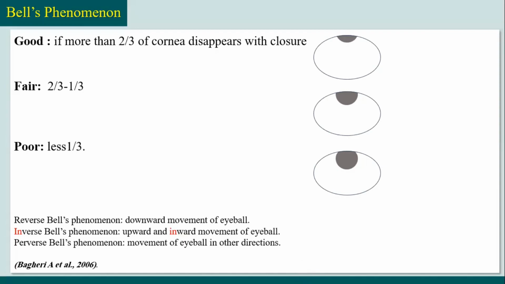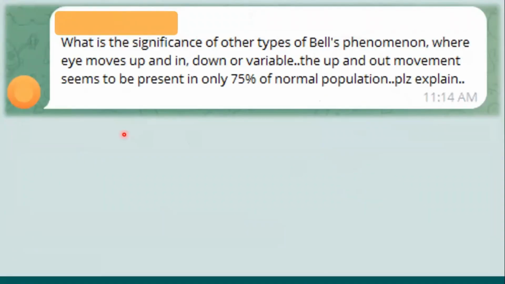Of course, reverse is dangerous because if the eyeball is moving downward, this is a risk for exposure after surgery. Okay, so this is one of the questions: what's the significance of other types of Bell's? For me, it's a kind of documentation, but be careful if it is reverse, like the eyeball is moving down, this is a risky case. And this is my answer for this question.